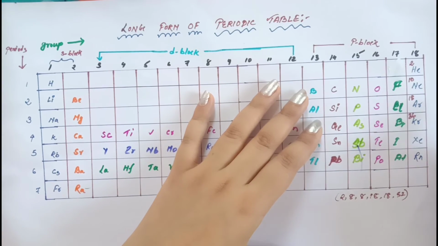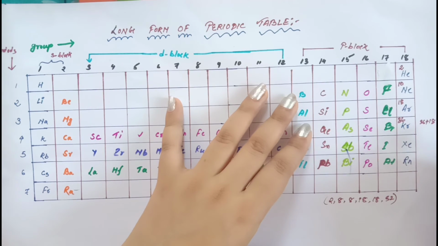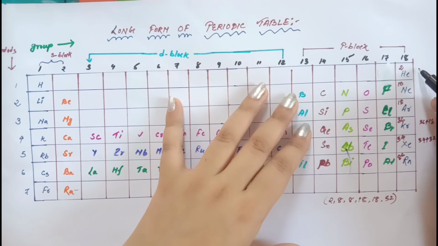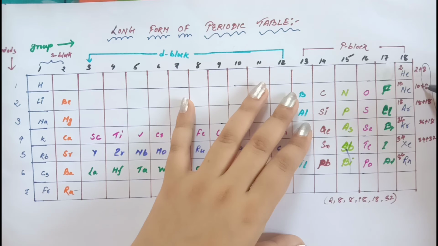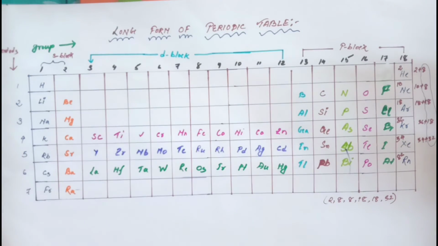Then 36 plus 18, that is what? 54. Then 54 plus 32 is equal to 86. So these all are the magic numbers which are added to get the atomic number of the next element. Okay. By the help of this magic number, we can calculate the atomic number of other elements also.